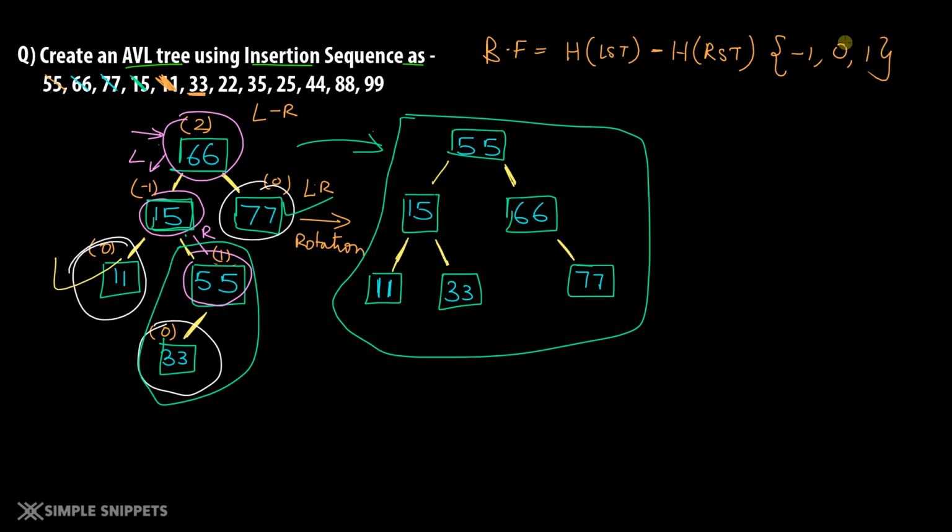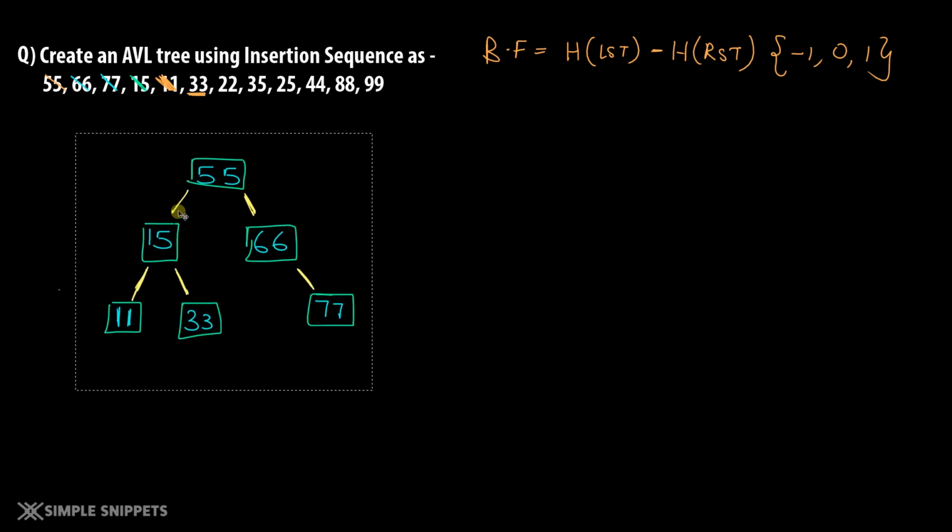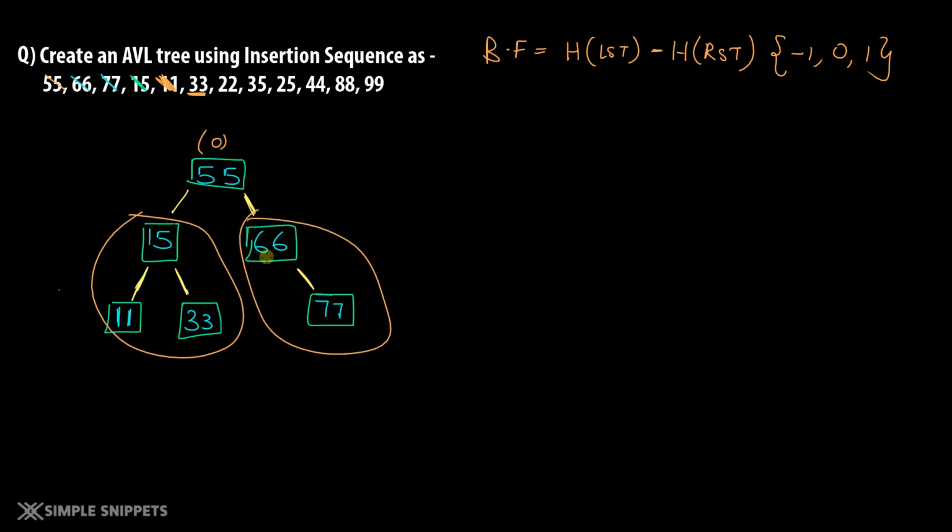Okay, so let me just erase the previous structure, this one, and now we will use this as our new structure. In case you're wondering and you still want me to calculate the balance factor, the balance factor for 55 is going to be 0 because both the left subtree and right subtree have a height of 1. So 1 minus 1, 0.